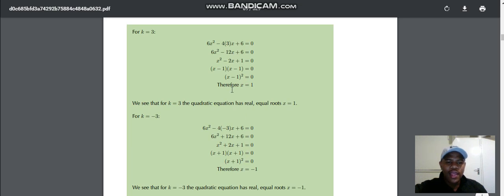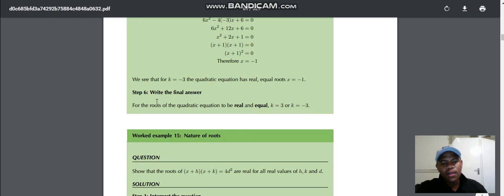That's really important to spot, that sort of distinction, and not try to say these are the two different x values. They are, yes, two different, but for this equation, if you were to let k be equal to 3, you will get two equal roots, and over here you will also get two equal roots. So your answer would be, for the roots of the quadratic equation to be real and equal, we need k to be equal to 3 or k to be equal to negative 3.